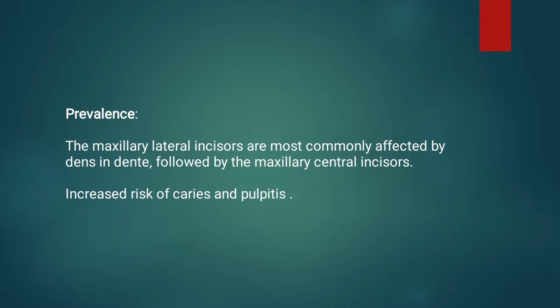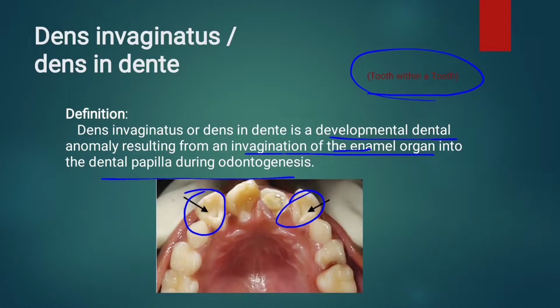Regarding prevalence, maxillary lateral incisors are the most commonly affected by dens indentae, followed by the maxillary central incisors. There is an increased risk of caries or pulpitis. Caries are more likely because you can see there is a groove formation in which food can impact and result in caries.